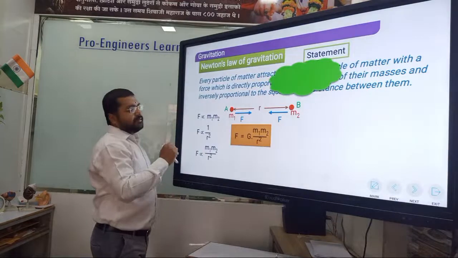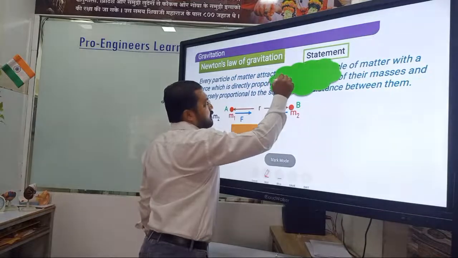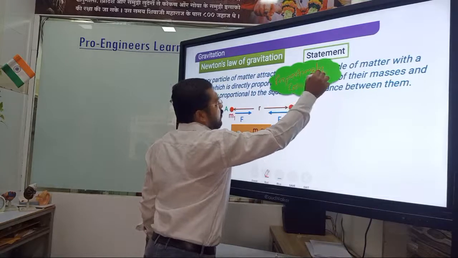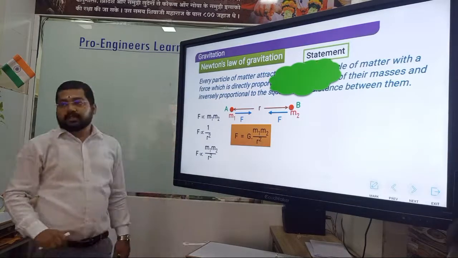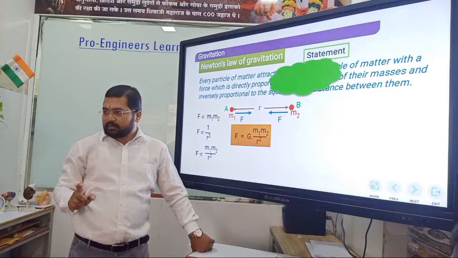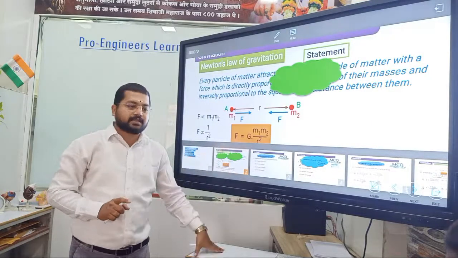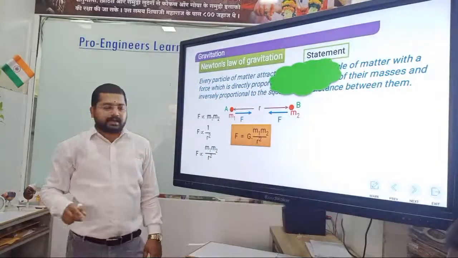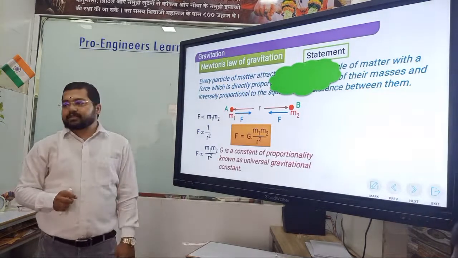So for that we have to consider something called a proportionality constant, and for that we have considered capital G. Many times students may interpret it wrong, thinking this is acceleration due to gravity. It is not at all acceleration due to gravity. It is a proportionality constant, and that is termed the universal gravitational constant.